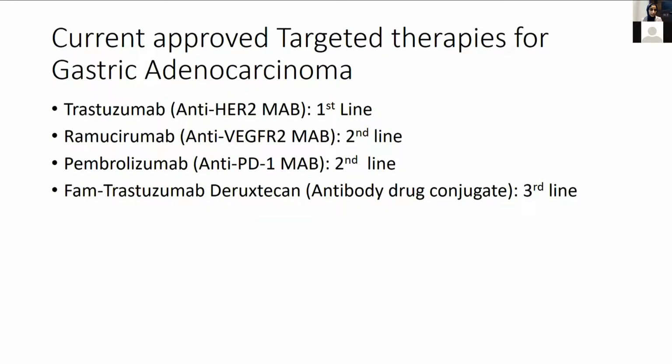Currently, there are these approved therapies in gastric adenocarcinoma, including trastuzumab in first line, anti-VEGF ramucirumab in second line, and Pembro in second line as well. And we can use an antibody drug conjugate targeting HER2 in the third line setting.